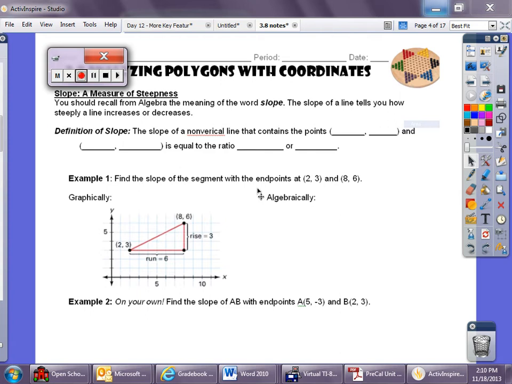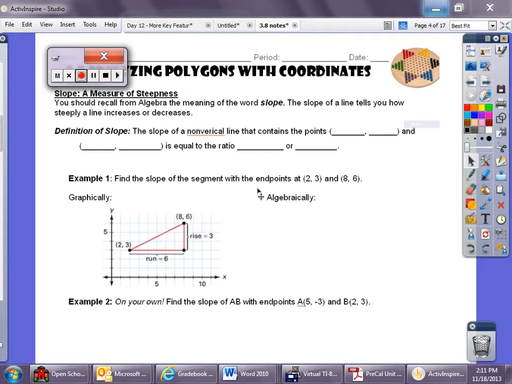Alright, notes 3.8, analyzing polygons with coordinates. So we've talked about slope last year in algebra. Slope, it's the measure of steepness. The slope of a line tells you how steeply a line is increasing or decreasing.